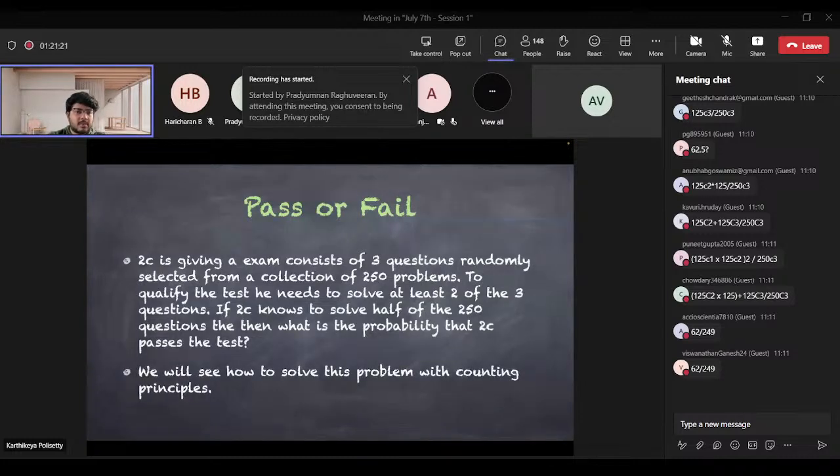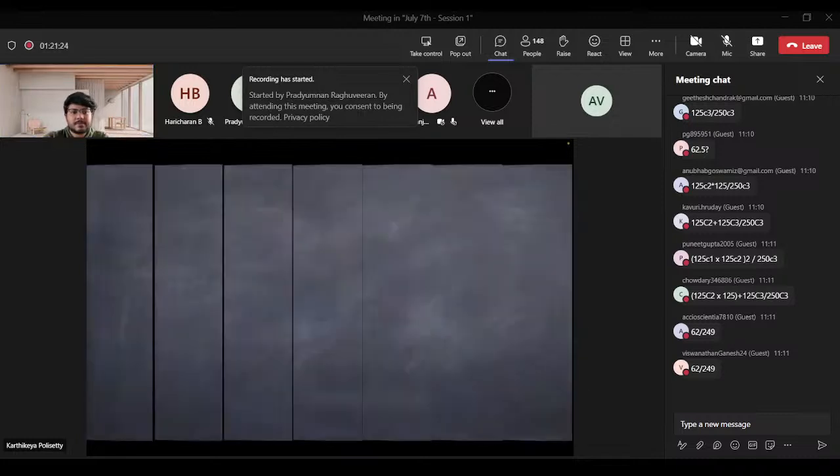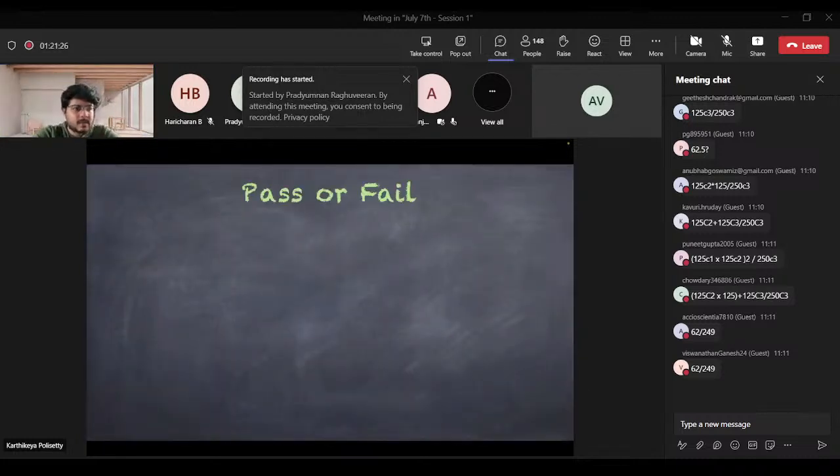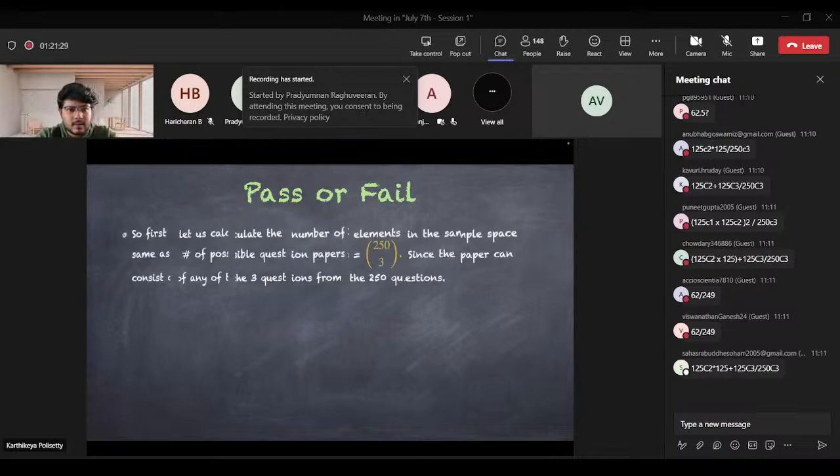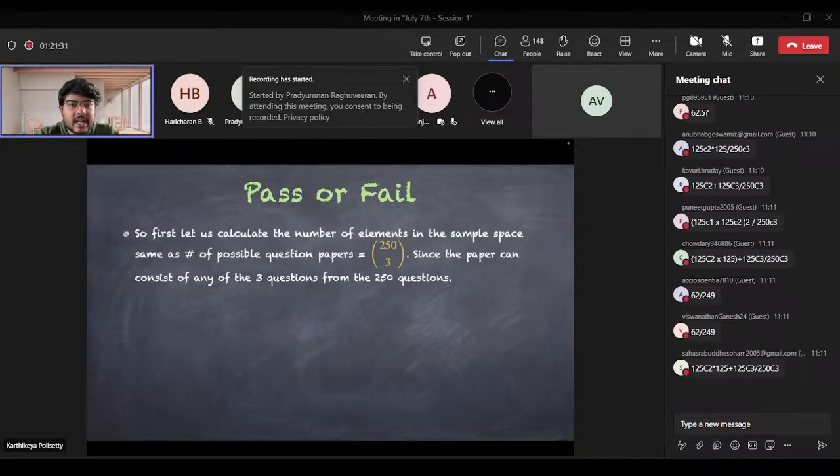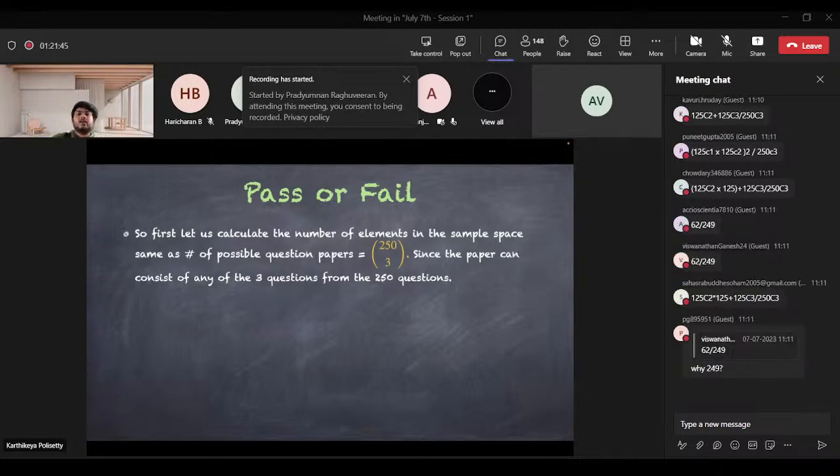We'll see how to solve this problem with counting principles. So let us first calculate the number of elements in the sample space, which is the same as the number of possible question papers consisting of 3 questions out of the 250 questions. So what is it? 250C3. Like, out of 250 questions, I can choose randomly any 3 questions. So it is 250C3.